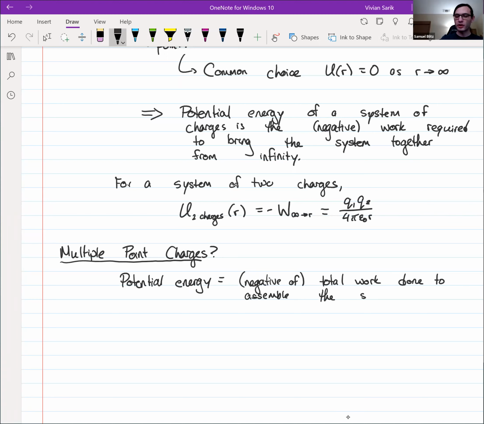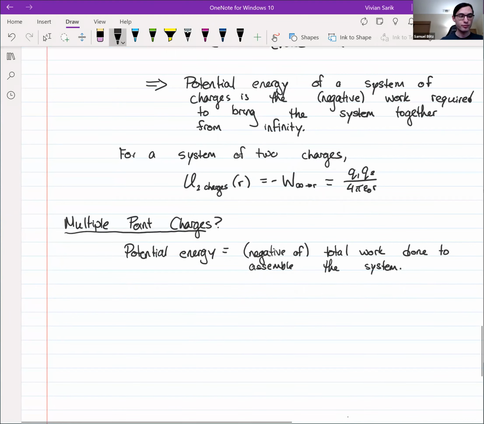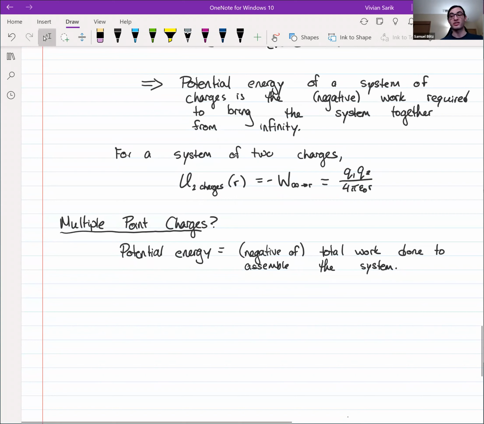So whenever you think of the potential energy of a system, think of building the system from scratch. You start off with no charges, and then you build the system one particle at a time, computing the work done to find the total potential energy. Sorry, it just comes with practice. That's why these are recorded. You can go back and watch it again if you need to. And so the idea is we're just assembling them one at a time.